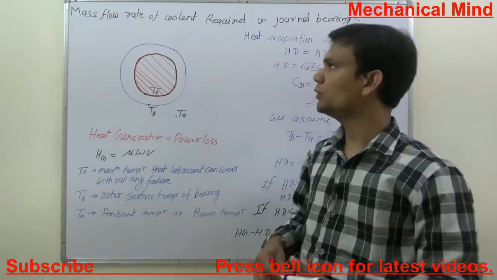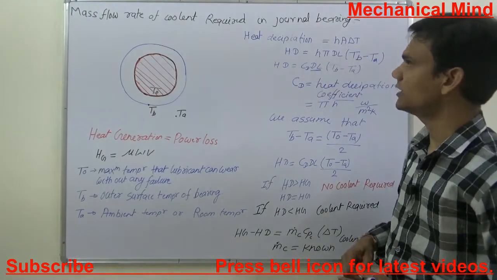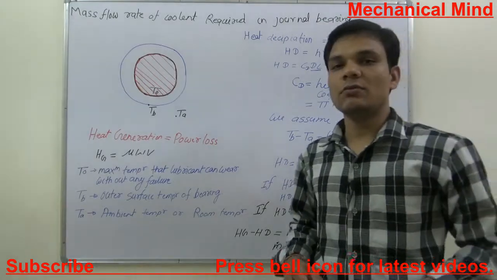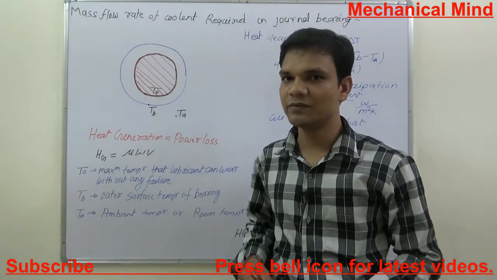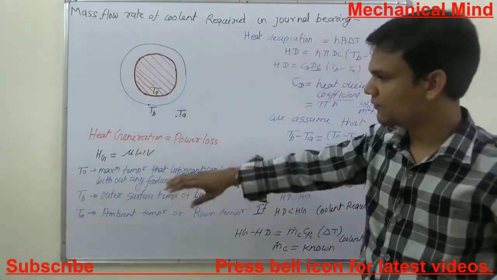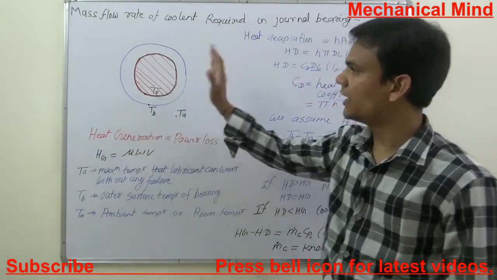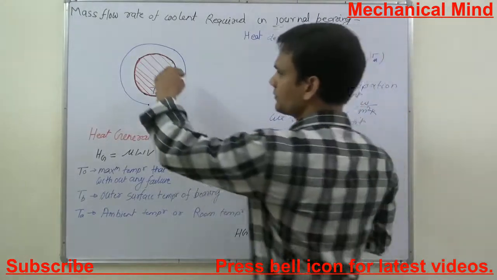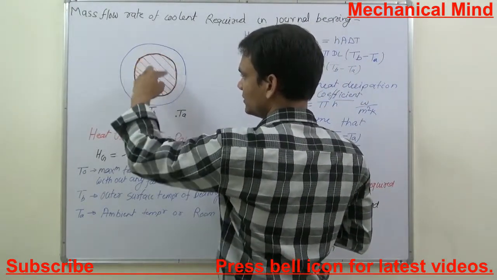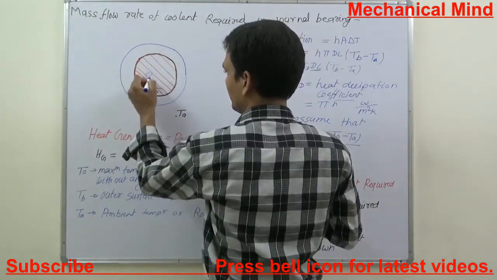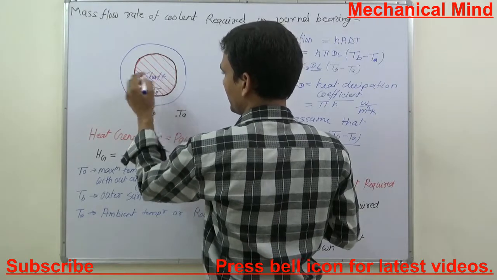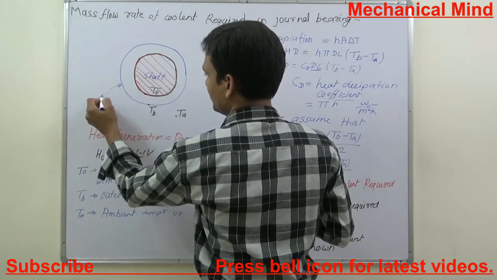Today we are going to discuss general bearing: how much mass flow rate is required for a general bearing if heat generation takes place in the bearing. Here I draw a figure. In red color it is the shaft, and in blue color it is the bearing.